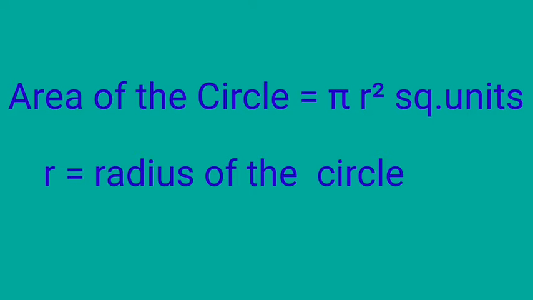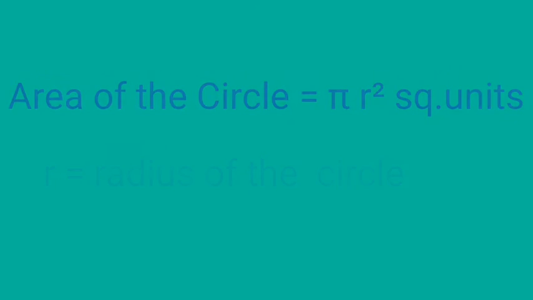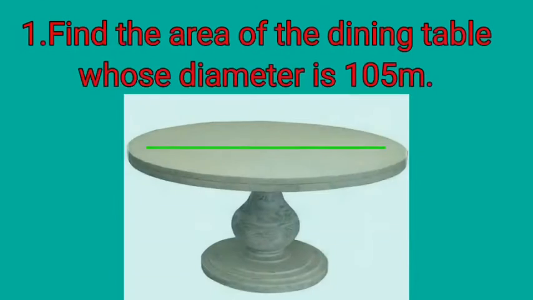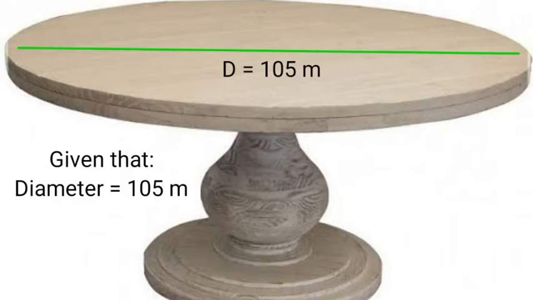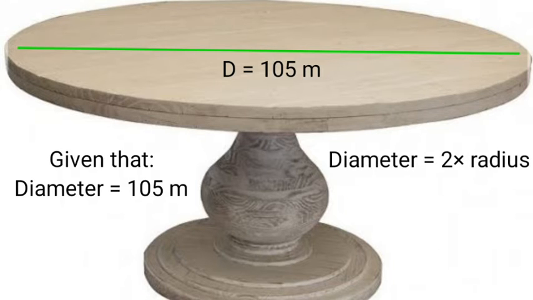Now let us start the new exercise 2.2. Find the area of the dining table whose diameter is 105 meter. In the question, the diameter d is given as 105 meter. With this diameter we have to find the radius by using diameter is equal to 2 times the radius, that is d is equal to 2r.